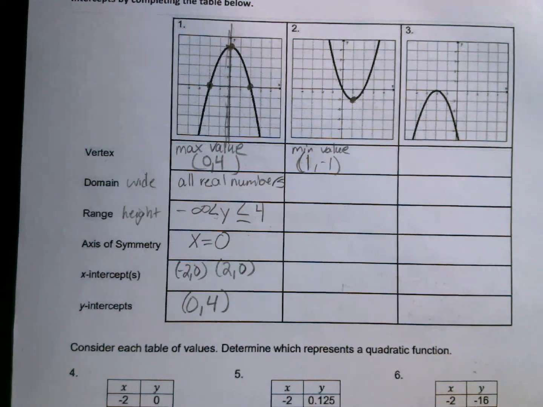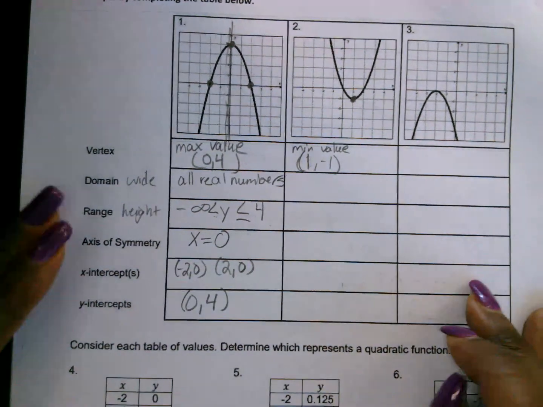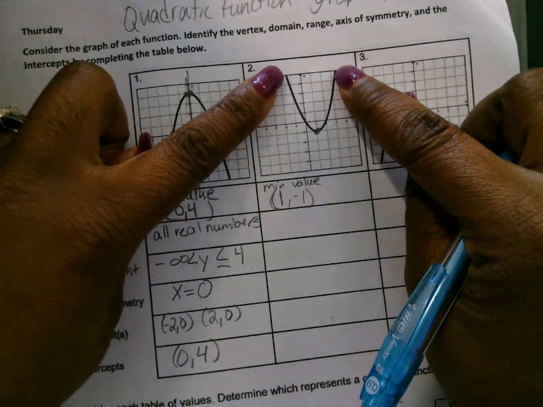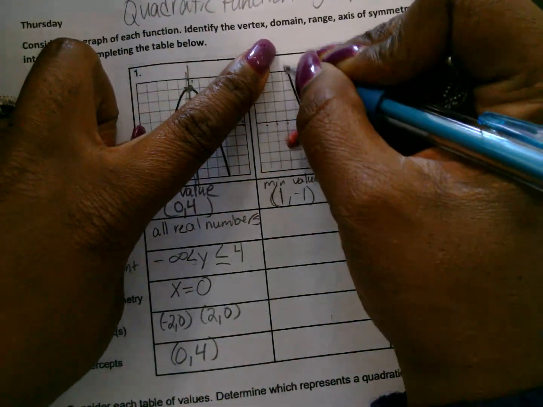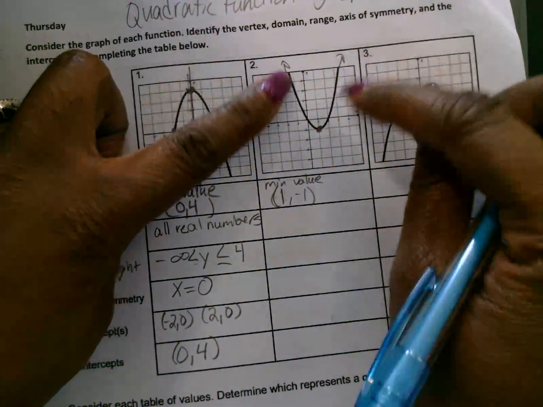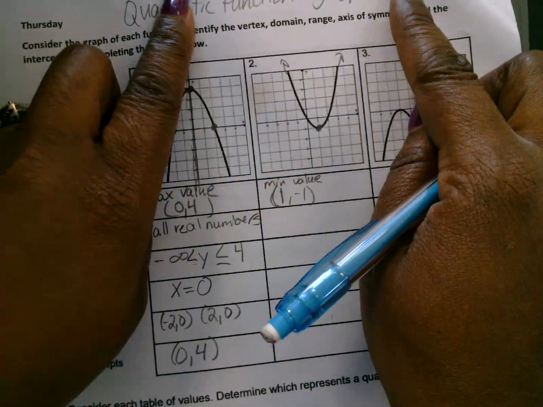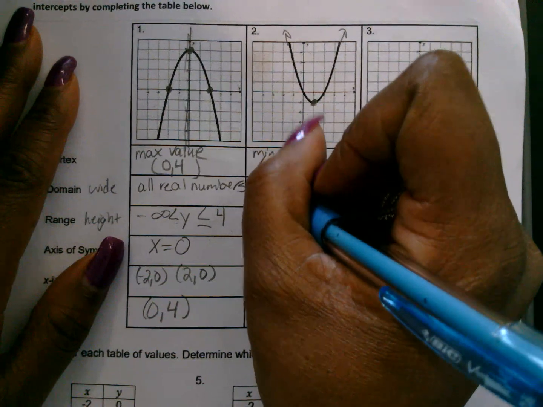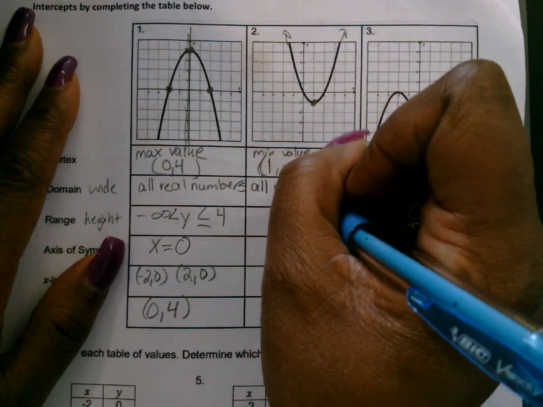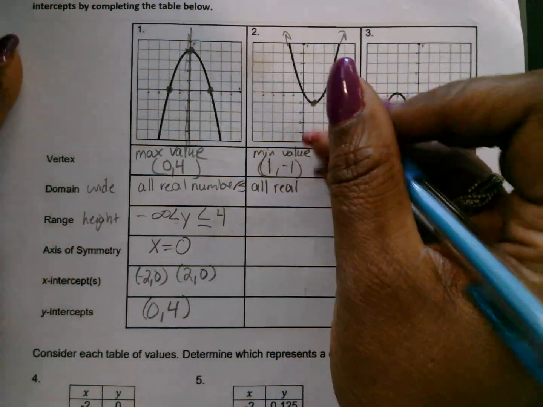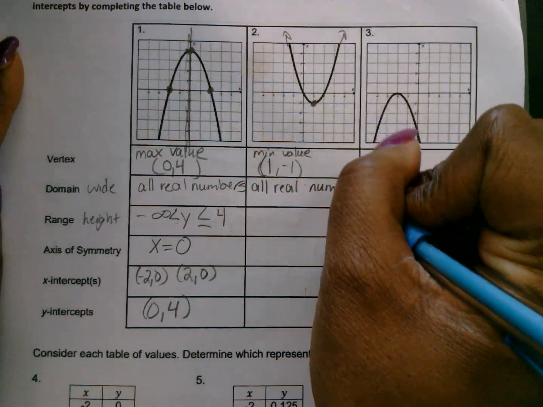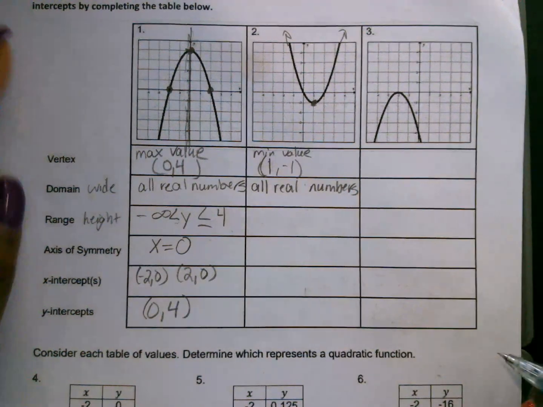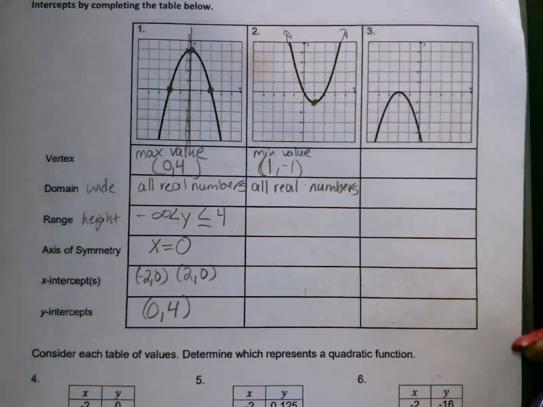The domain is how wide the parabola is. Because this domain is going to just continue on forever and ever. It has arrows at the end. It's going to get wider an infinite number of times. It's going to keep going on forever. So the width of it is going to be all real numbers. For a domain of a quadratic function, it's always going to be all real numbers. Any questions?